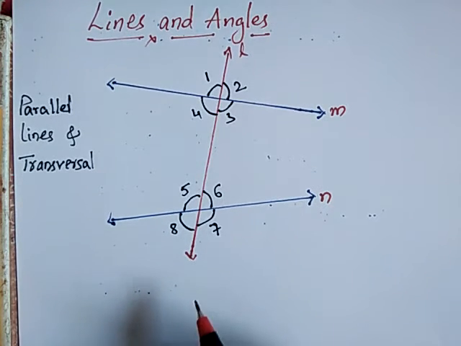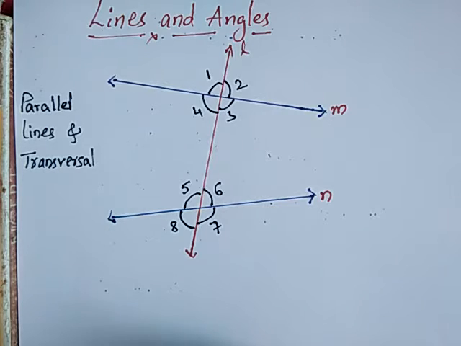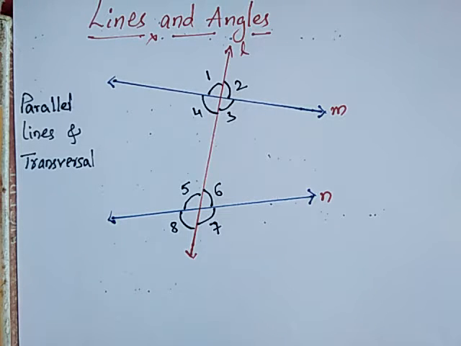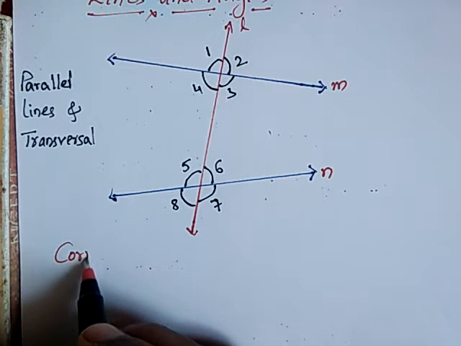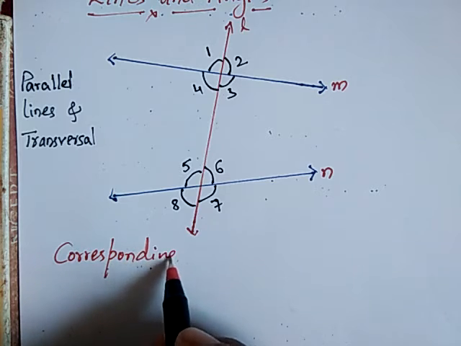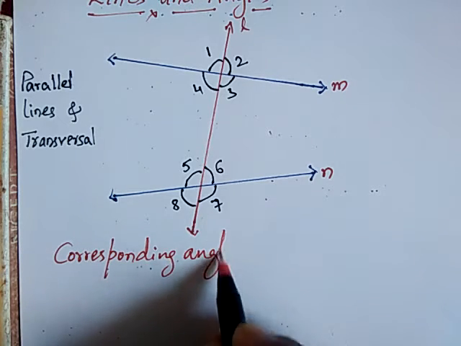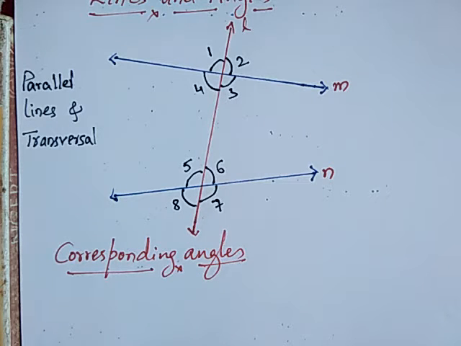In this one we will study what are corresponding angles, alternate interior angles, alternate exterior angles, and interior angles on the same side of the transversal. About this we will study. So in the first one, corresponding angles. What are corresponding angles here? We can find out the corresponding angles from the given figure. Totally there are 4.